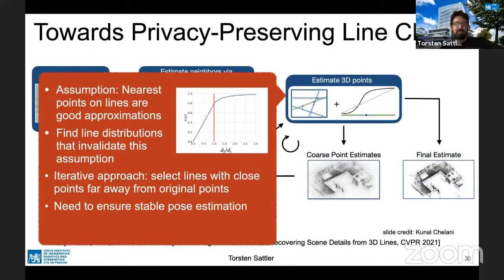But I don't think that it's super trivial to do this, because you still need to ensure that you can do pose estimation. And then you could potentially still apply our algorithm, get some 3D points. The human tells you whether this is meaningful or not. And then you clean up some neighborhoods and you iterate. That might work. But I think it's a very interesting direction for future work.